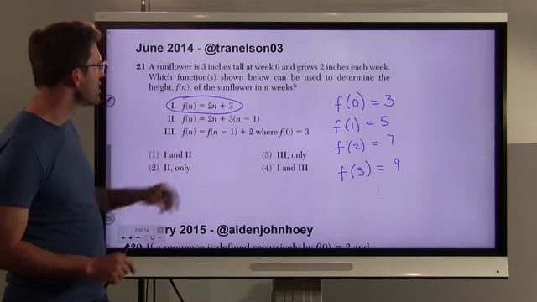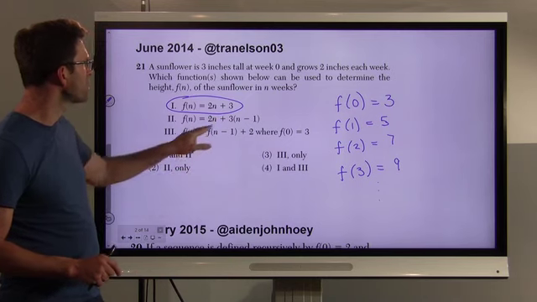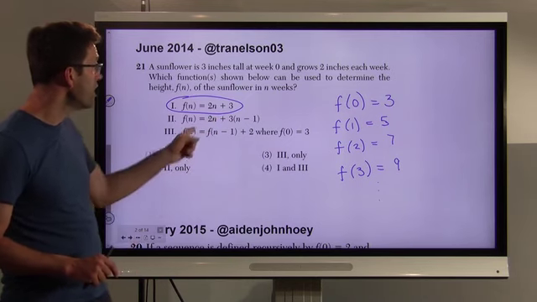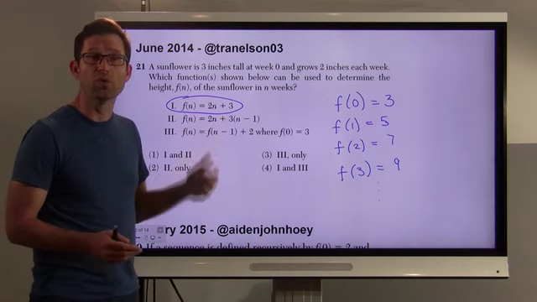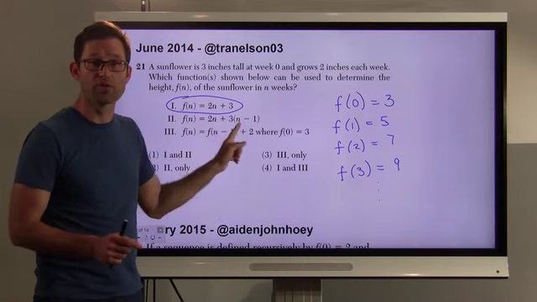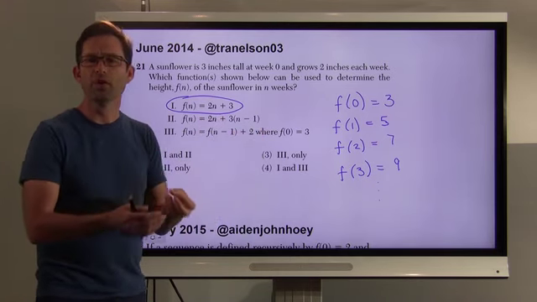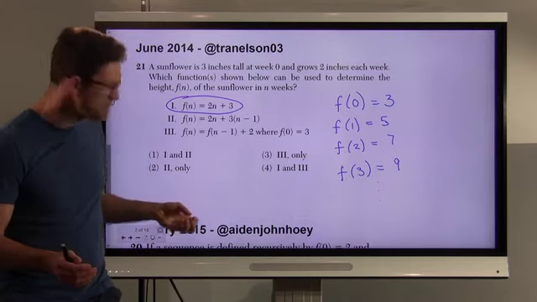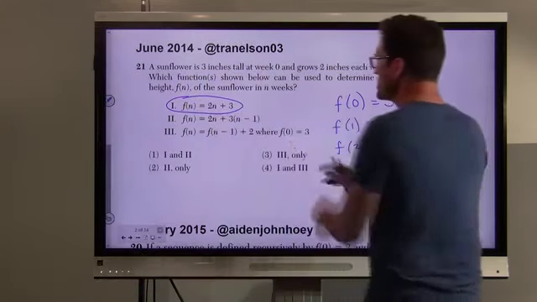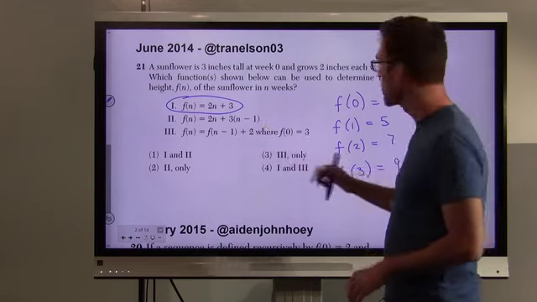Now the question is, does this one work? 2n plus 3 times n minus 1. One thing you could do, by the way, is you could simplify it if you wanted to. You could distribute the 3 through, and you could make it a little bit easier to use. But let's just play around with this one. This is a much more difficult formula to go through.